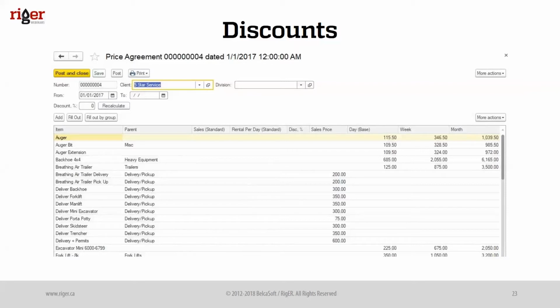You can apply discounts for single items in the price list or price agreement. So not the whole population of the rental equipment in the price agreement will be recalculated, but only those where you apply the discount.